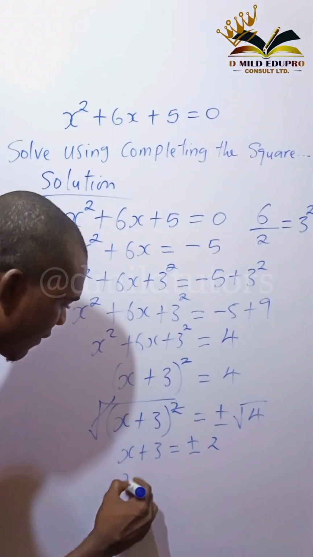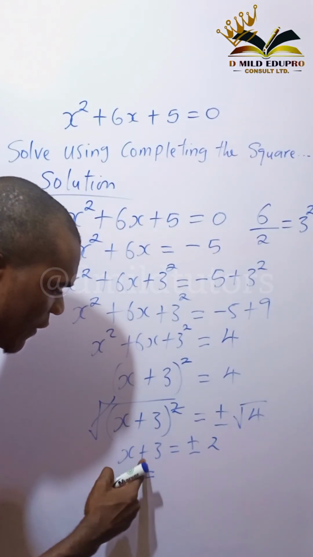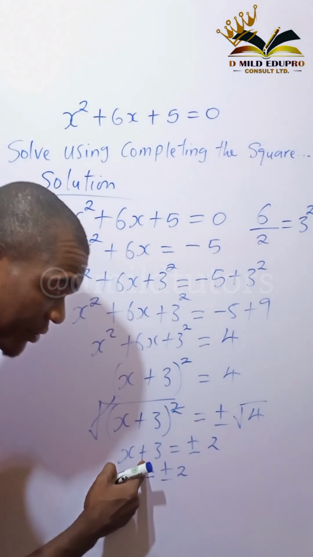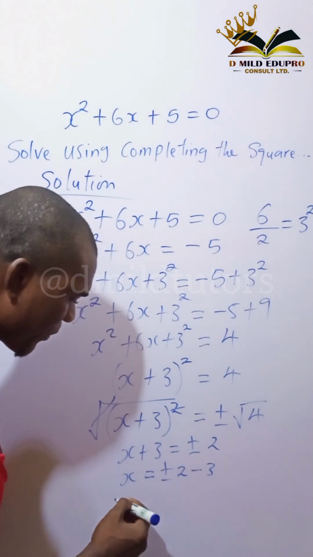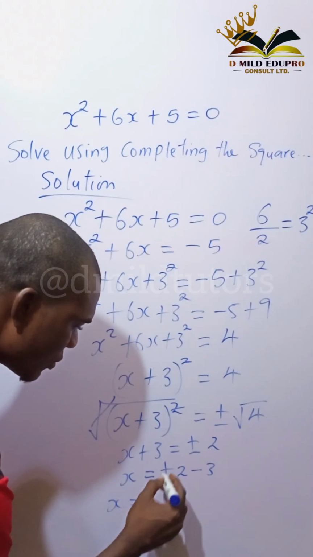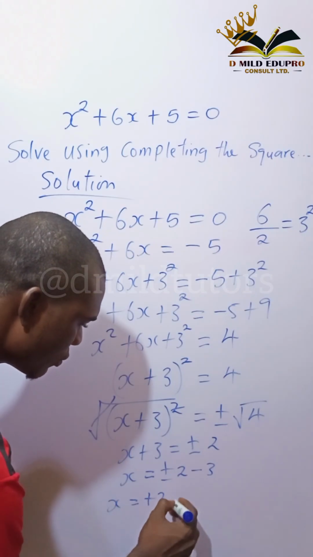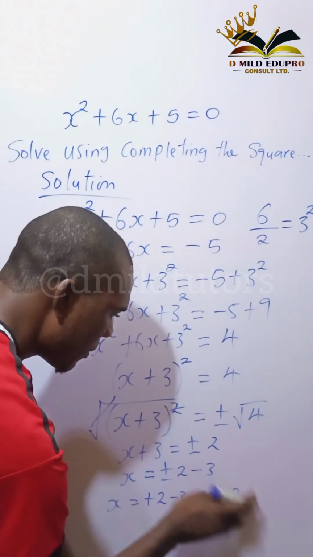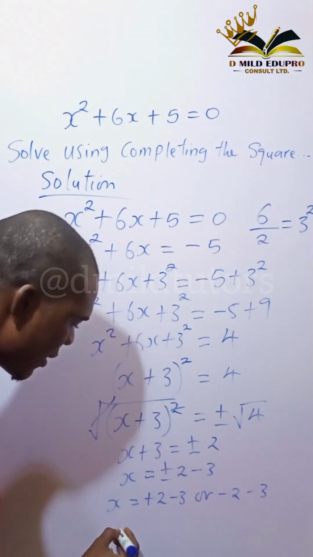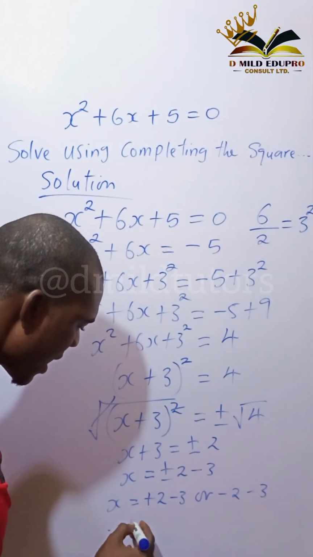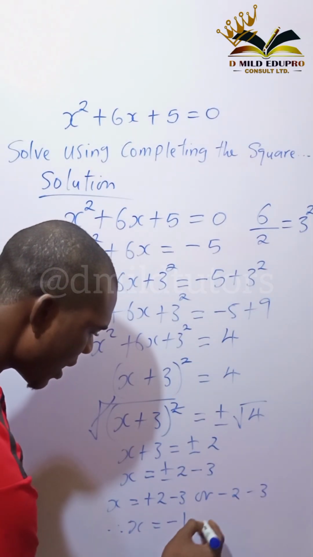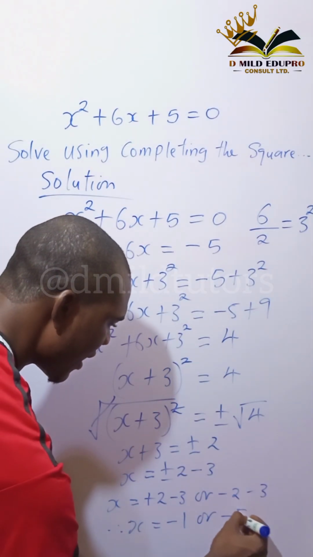So here you have x equals, if this crosses, it becomes plus or minus 2. If this crosses, it becomes minus 3. So x will now be equal to plus 2 minus 3 or minus 2 minus 3. Then your final answer becomes x equals plus 2 minus 3, which is minus 1, or minus 5.